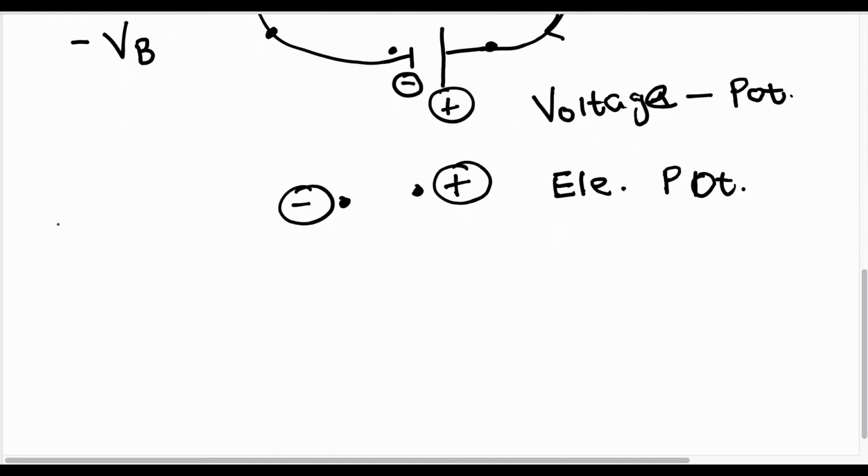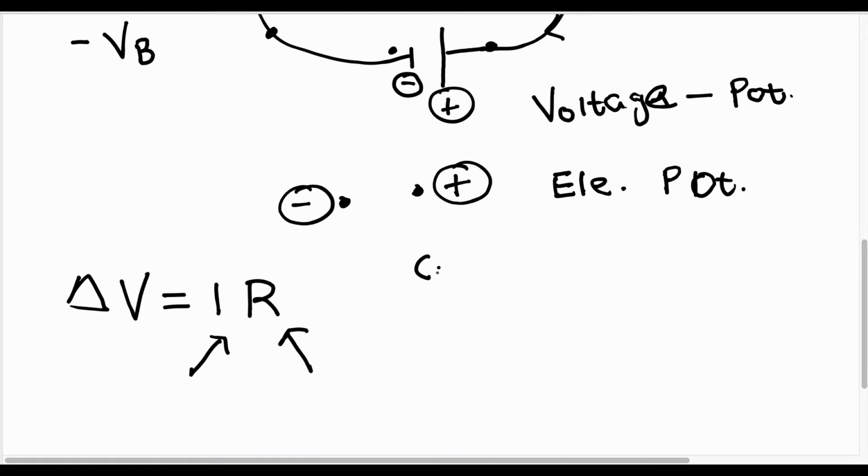So how do we calculate this? Last lecture, we talked about a concept called current, and we're going to use that this time in this formula. So delta V is equal to IR, where I represents the current and R represents the resistance. So let's define a few terms here. Current.